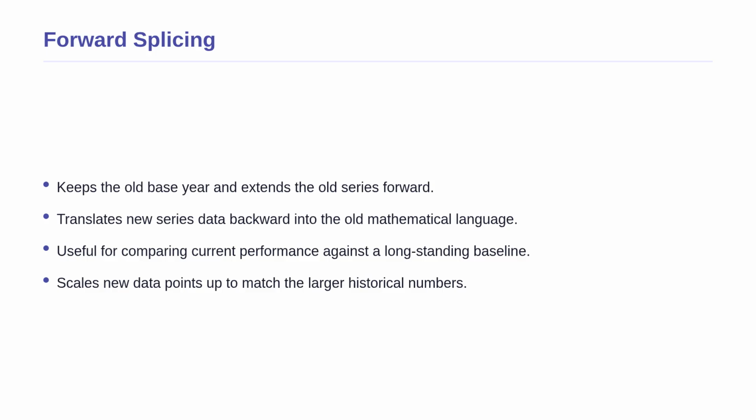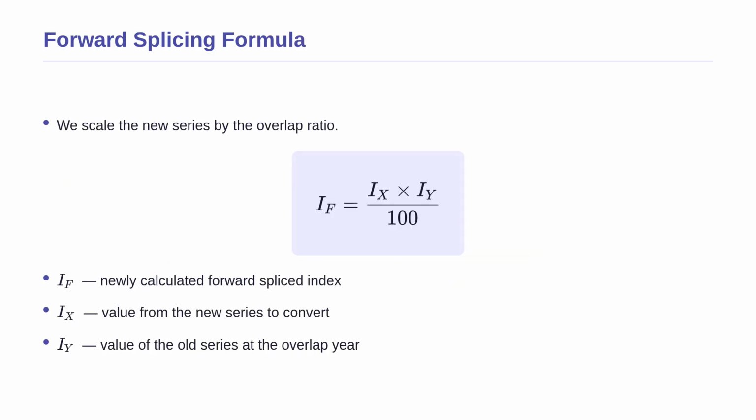It allows us to maintain a consistent historical perspective without losing the context of our original starting point. This concept leads us directly to the mathematical formula for forward splicing. Conceptually, we are taking the new data point and multiplying it by a conversion factor established at the overlap year.